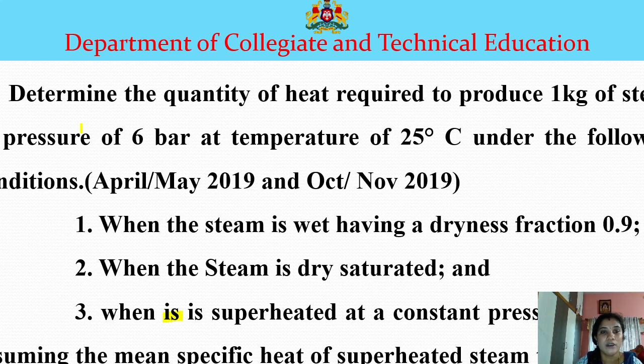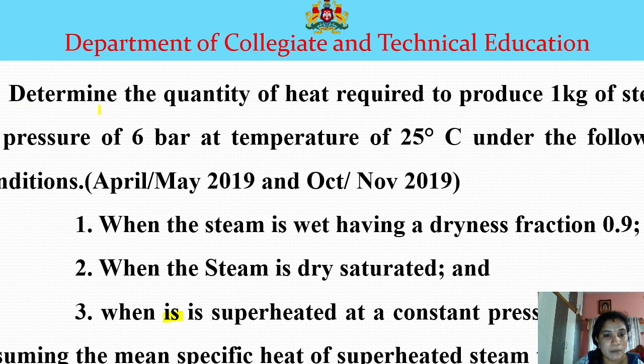What they have asked, we need to find out the quantity of heat required. So quantity of heat means enthalpy, remember that. Whenever I say amount of heat or quantity of heat, that means they are asking us to find out the enthalpy. In the definition of enthalpy itself, we say that it is the amount of heat required. Just recall that. So you'll come to know that if they have asked to determine the quantity of heat, then it is enthalpy. If they are asking to find out the quality, then it is dryness fraction. That thing you have to remember.